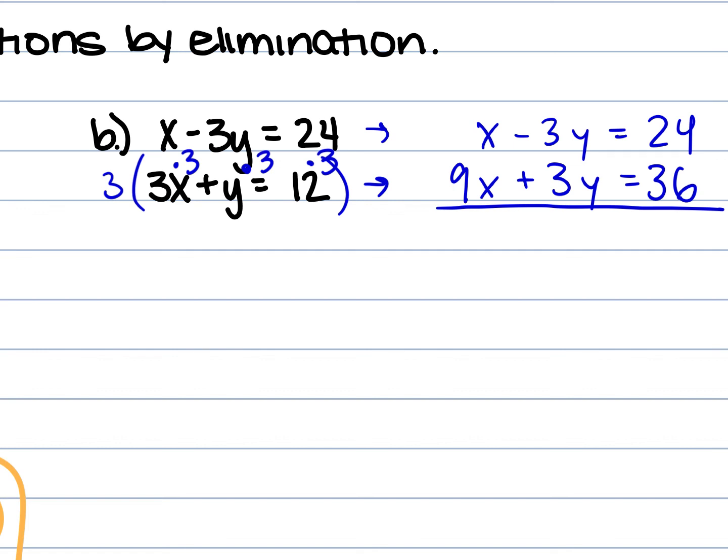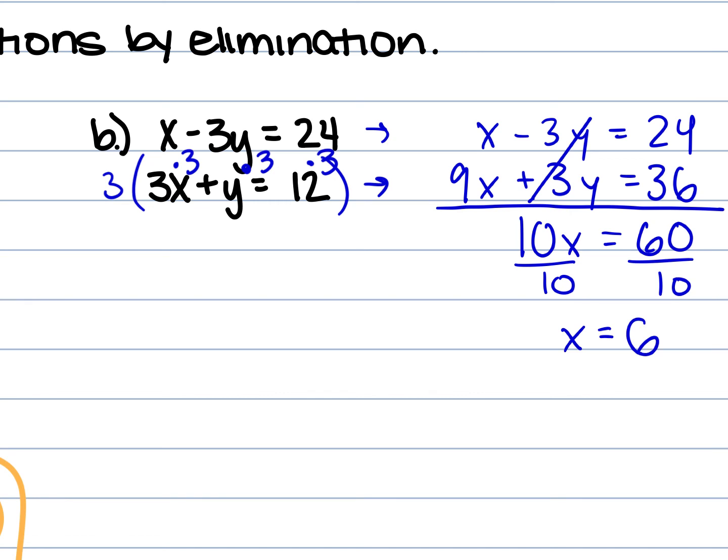So I'm going to combine my like terms. X plus 9x is what? 10x. The y's cancel. And then 24 plus 36? 60. So 10x is equal to 60. What can I do next? Divide by 10. So x is equal to? X equals 6. So that's one answer.